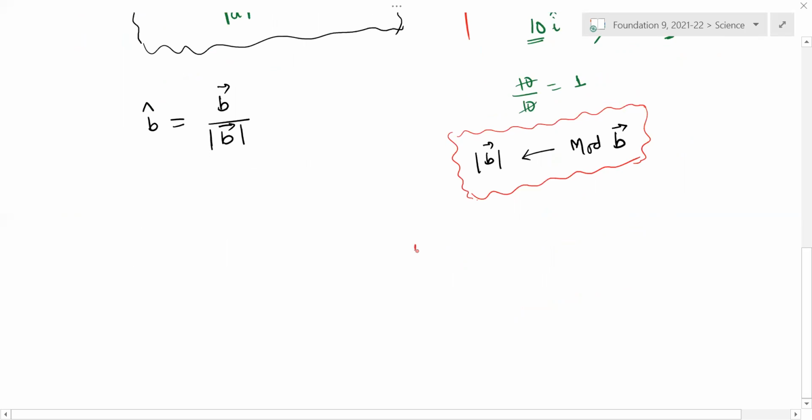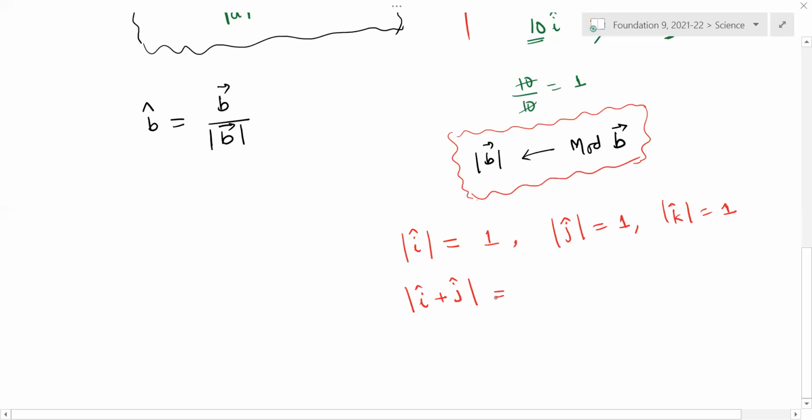Please understand, if I say I cap, its mod will always be value 1. Yes or no? Yes, sir. J cap is 1, K cap is 1. Yes? If I say I cap plus J cap, find the magnitude of this.